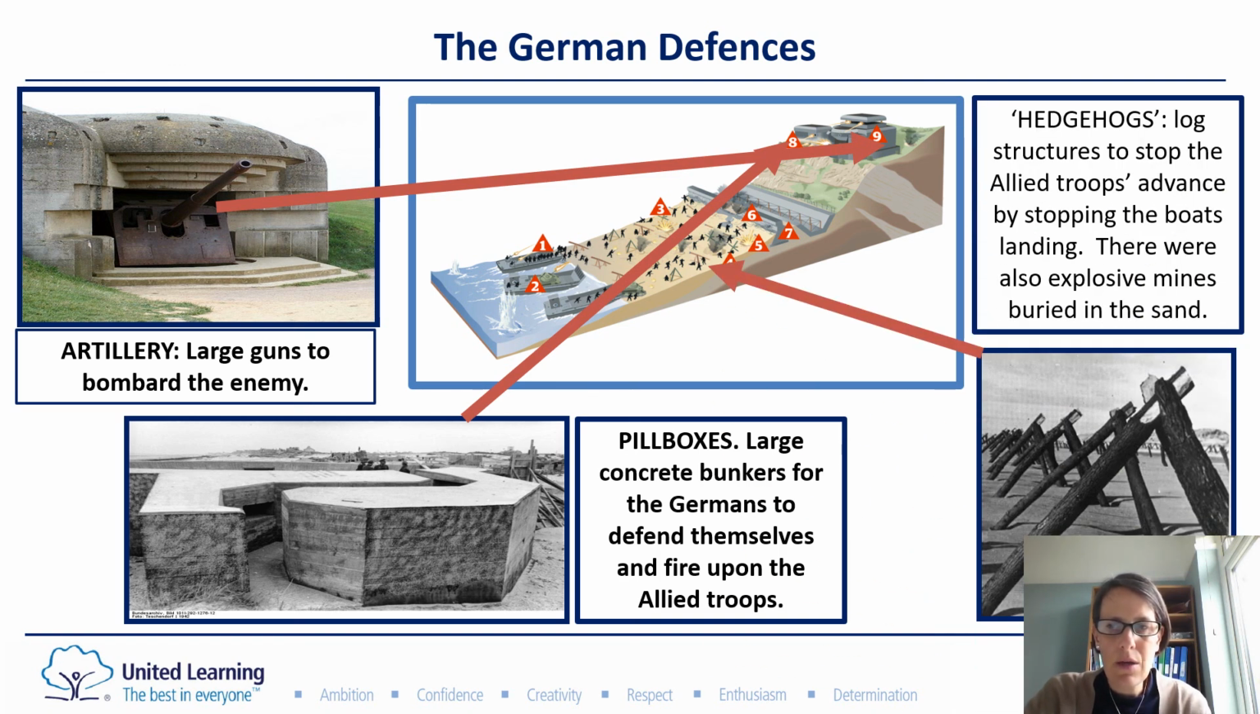And they also had these kind of structures on the beach called hedgehogs because they're really spiky, and it meant that the boats couldn't land. They'd also put mines in the sand. You can see in the picture there are some explosions. So these are the kind of dangers that the Allied troops faced when they landed.